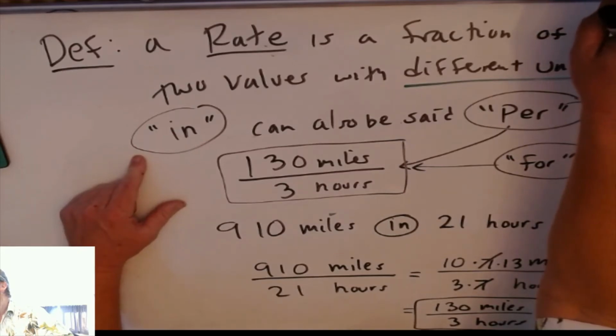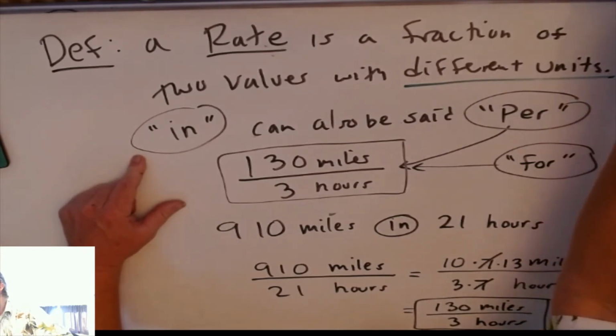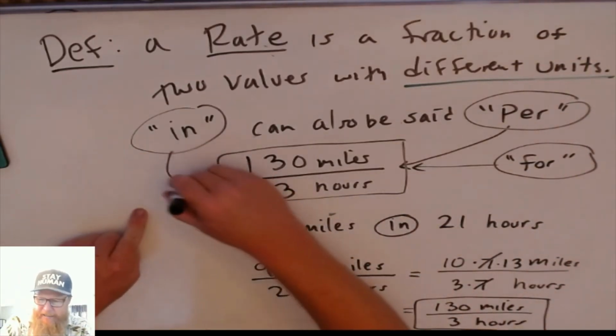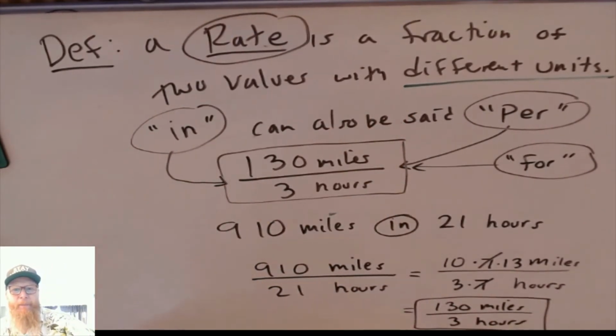I guess that's it. I'm just flipping through all my vocabulary words here. Yeah, that's it. In, per, and for. They all mean rate. Or a fraction, a division, reduced, and then how you say it. 130 miles per 3 hours.